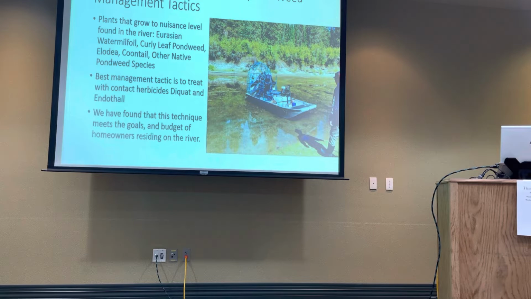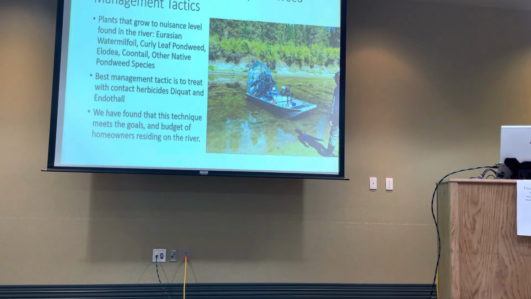The most common are Eurasian water milfoil, curly pondweed, then you've got a whole host of natives: Elodea, coontail, and there's plenty of native pondweed species out there. We found, working up on the river over the past few years, that the best management tactic is to treat with a contact herbicide, diquat and endothall. This will knock back all the vegetation. It's not species specific. It'll knock it all back very quickly.